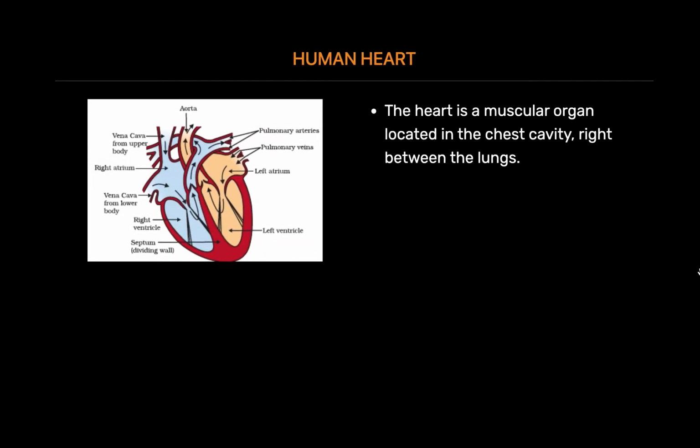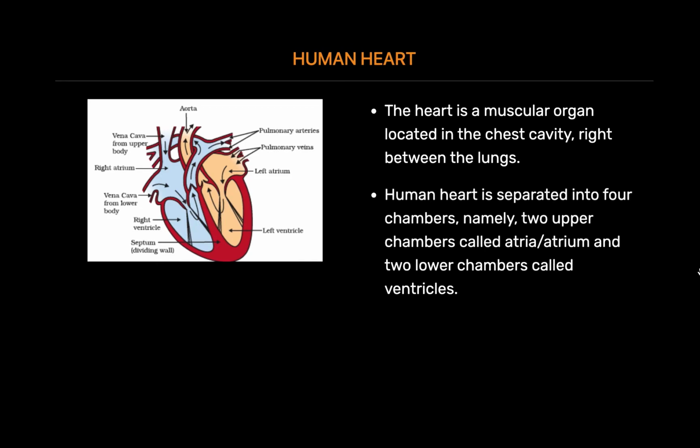Human heart. The heart is a muscular organ located in the chest cavity, right between the lungs, which is as big as our fist. It is positioned slightly towards the left in the thoracic region and is enveloped by the pericardium. Because both oxygen and carbon dioxide have to be transported by the blood, the heart has 4 chambers, namely, 2 upper chambers called atria, or in singular atrium, and 2 lower chambers called ventricles, which help to prevent the oxygen-rich blood from mixing with the blood containing carbon dioxide.